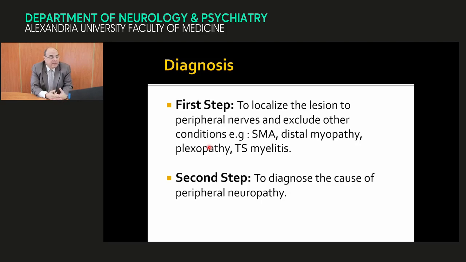So these are plenty of causes. So how to diagnose a case of peripheral neuropathy? The diagnosis occurs in two steps. The first step is to localize the lesion to the peripheral nervous system and exclude other possibilities.